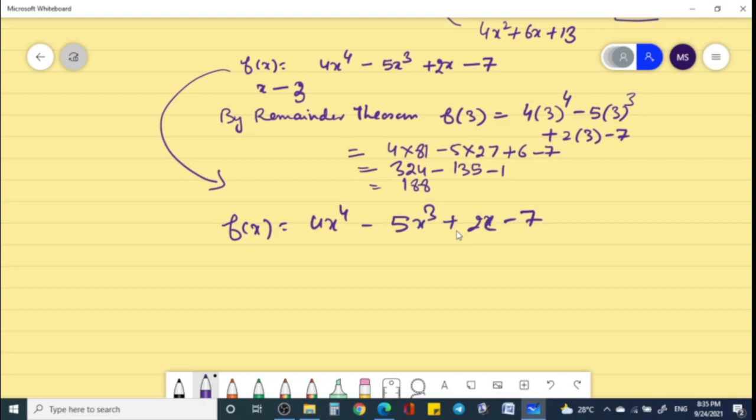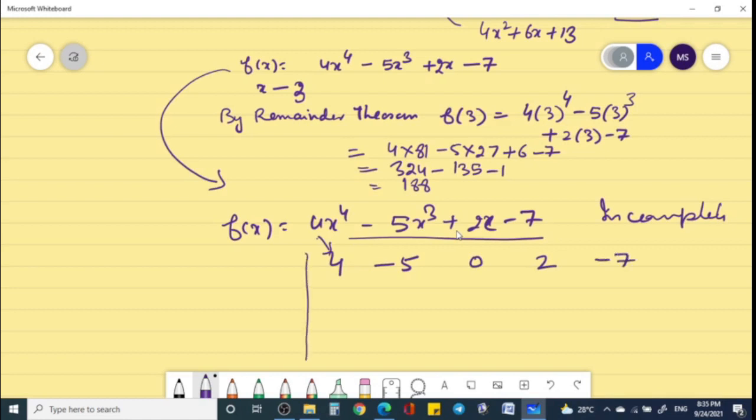Okay, so first of all, you see that this polynomial is incomplete. Why is it incomplete? Because 4 is the coefficient of x raised to power 4, minus 5 is the coefficient of x cube, but there are no terms containing x square, so we write 0 instead of that, and 2 and minus 7, before applying synthetic division. So we will make it complete by adding plus 0x square.